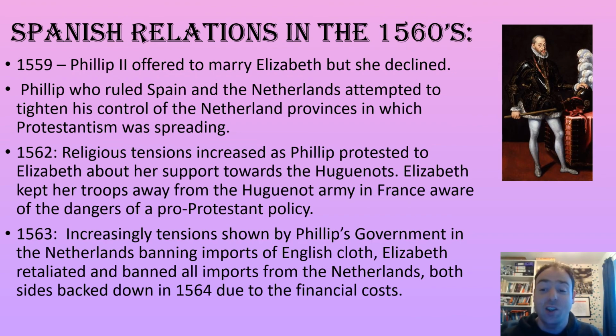And this tension then reaches a head, and it costs England quite dearly, because Philip's government ends up banning imports of English cloth, and this is the biggest earner in terms of English exports. Elizabeth retaliates by banning all imports from the Netherlands. This does all eventually break down due to the size of the financial costs that it's bringing. So again, it's short-lived, and I'm not sure how well England would have survived if that had stayed in place for a long time, and again showing the potential dangers of a pro-Protestant foreign policy.